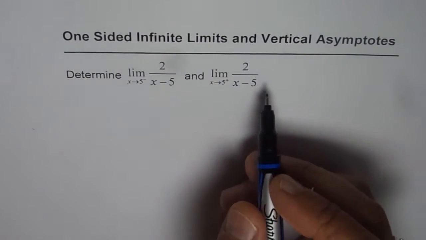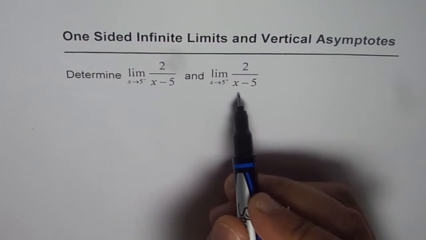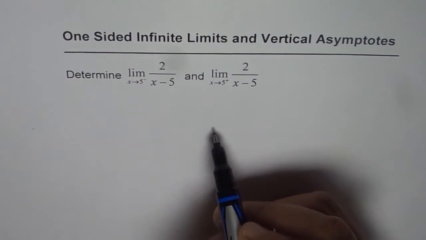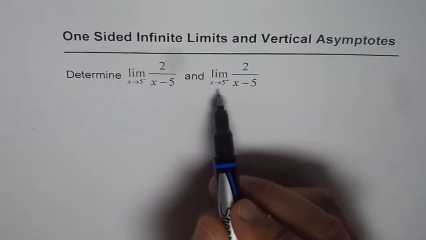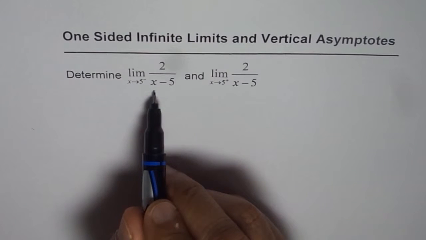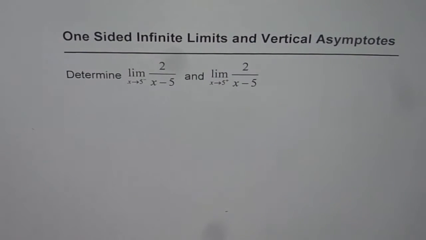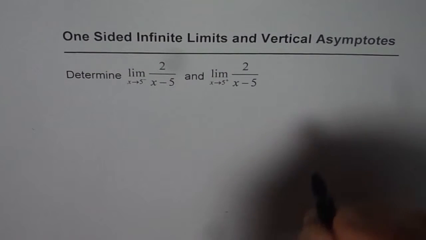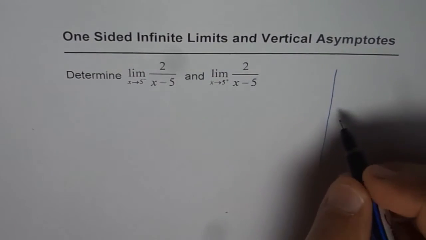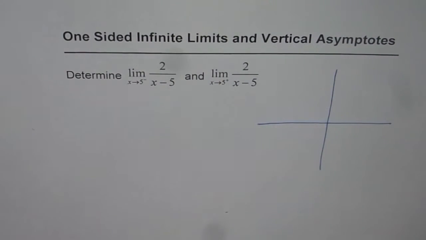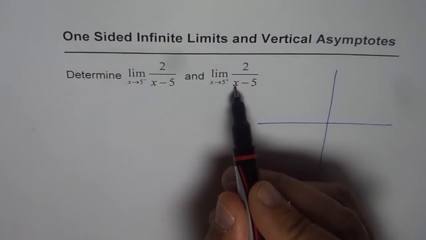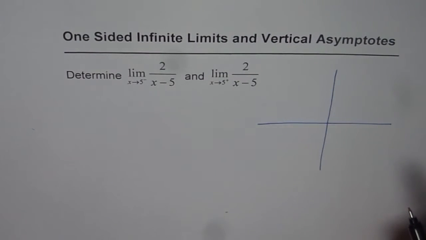So we have a function here which is 2 divided by x minus 5, and we need to find its limit as x approaches 5 from the left side and from the right side. That is what we need to figure out. So let me first give you a rough sketch for the given function, which is 2 divided by x minus 5. As you know, if I put x equals 5, then there'll be 2 over 0, which is undefined. So at 5 it is undefined.